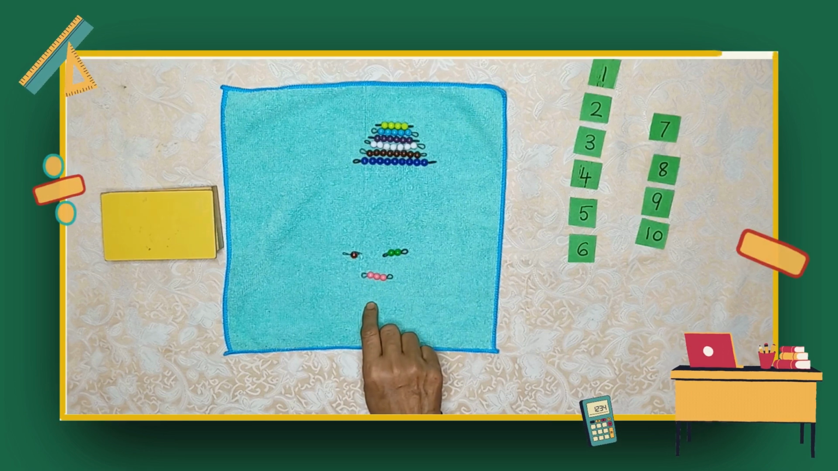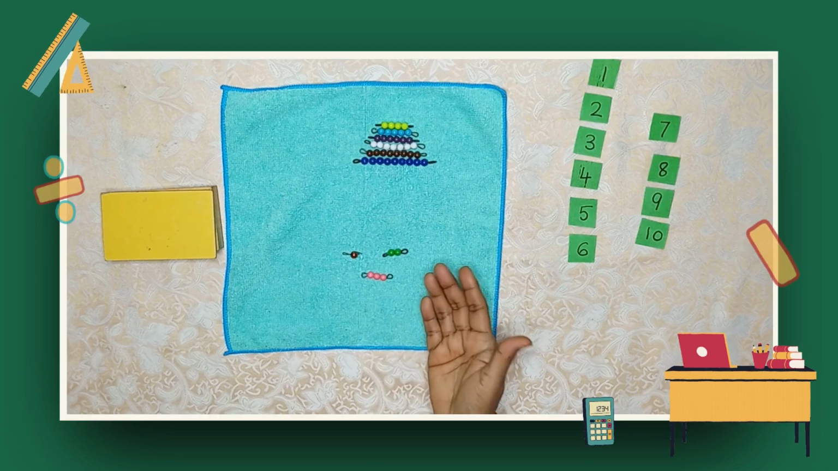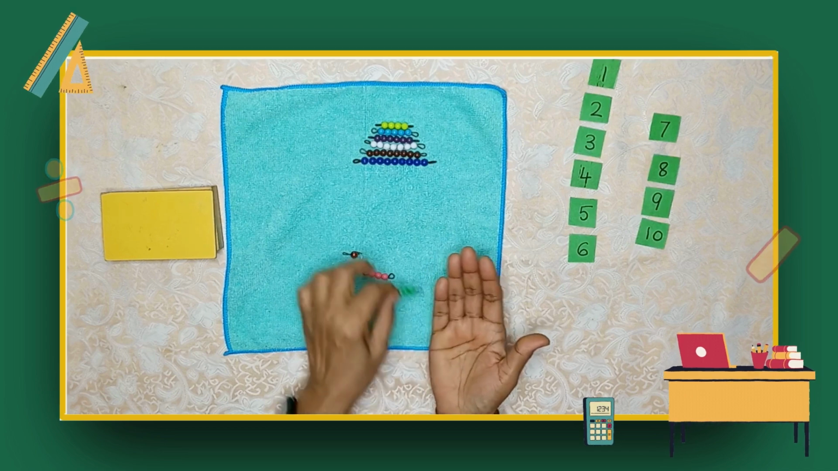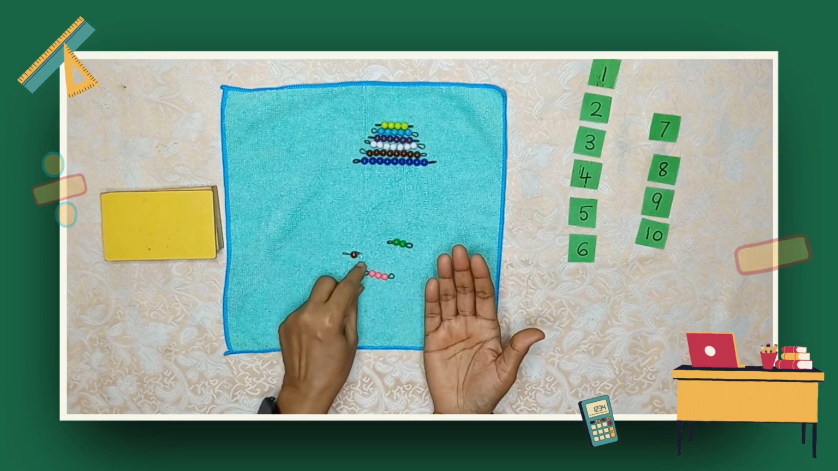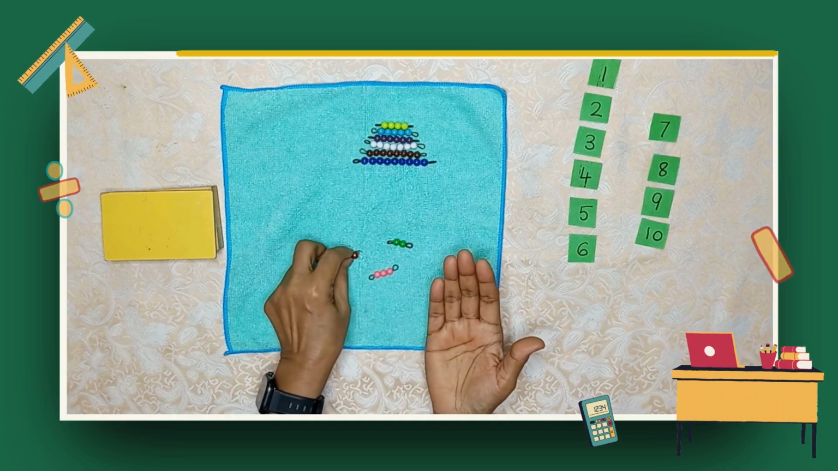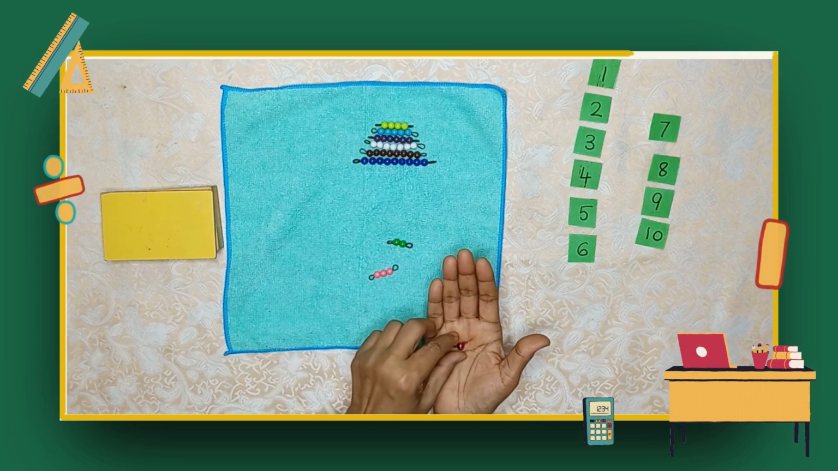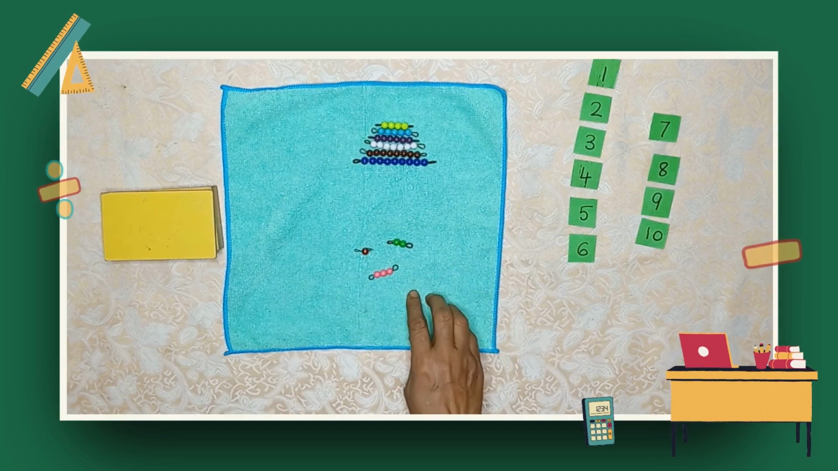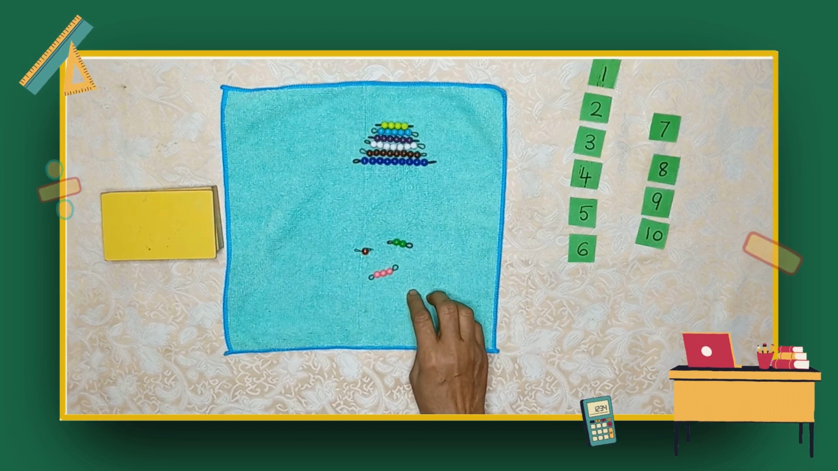Now the second period is, can you give me 2? Can you give me 3? Can you give me 1? Second period. Now the third period is, can you put 3 next to 2?